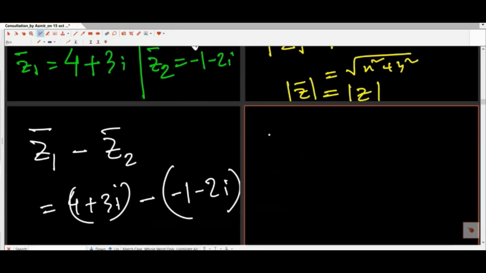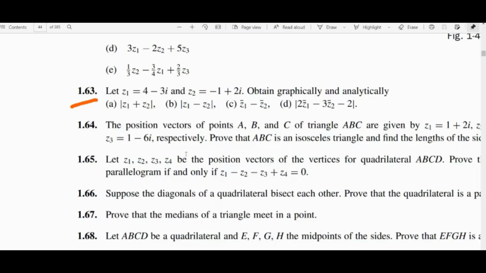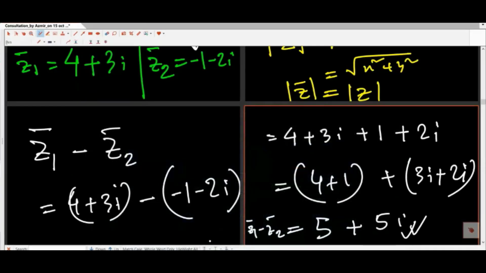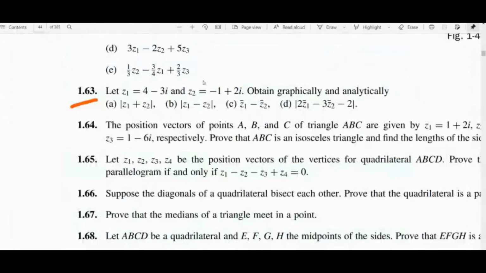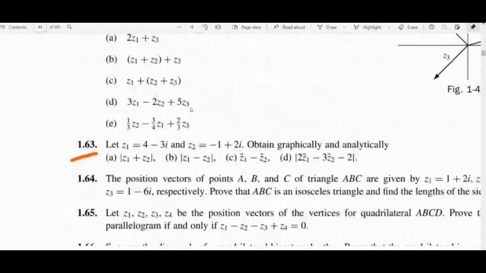So we can find the subtraction easily. 4 plus 3i, negative negative it will be positive, negative negative it will be positive. So we have 4 plus 1 plus 3i plus 2i, that is 5 plus 5i. So this is the subtraction, that is z1 bar negative z2 bar. So this is how we can deal with the complex number algebra. Okay, let's solve some other problems from the reference book. I will share in Discord which problems you have to solve.